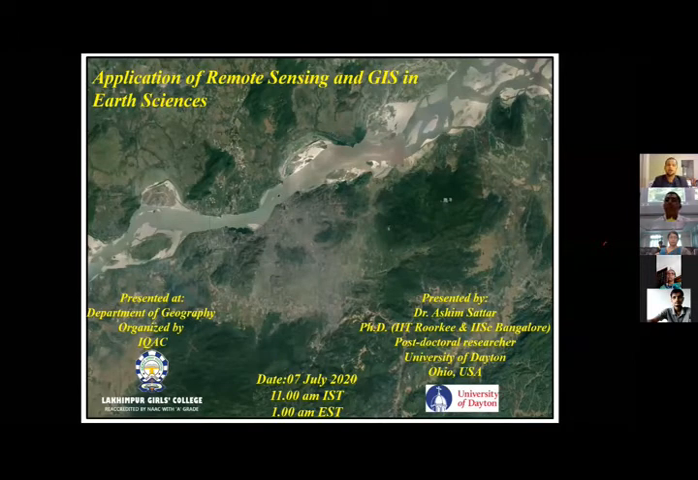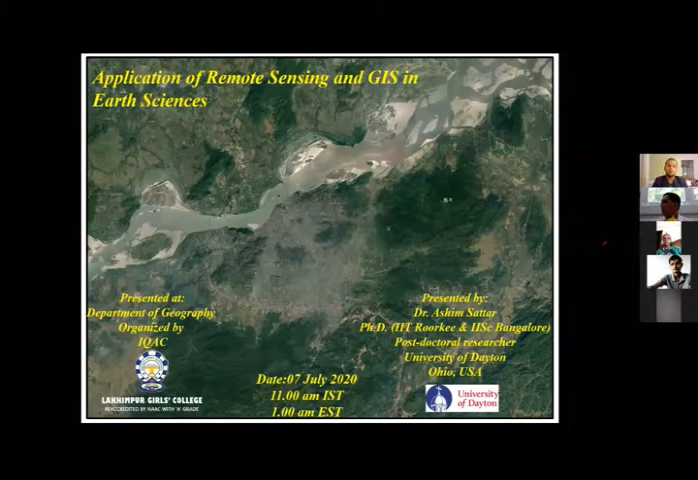And as already mentioned in the introduction, I have been working on glacier-related hazards in the high mountains of India, that is the Himalaya, where I have used remote sensing as the major tool and different modeling techniques to study glaciers.